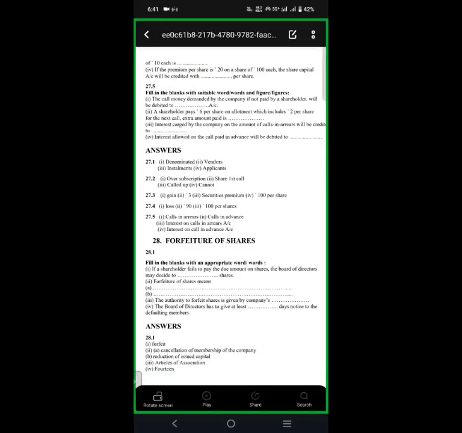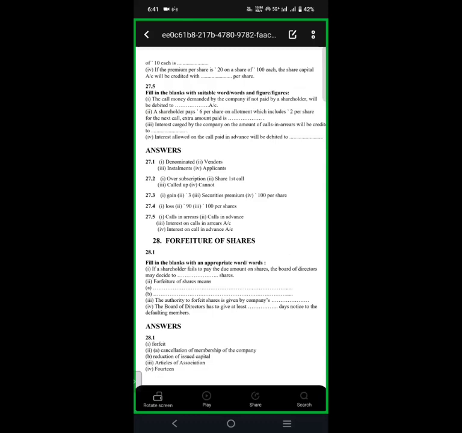The next topic is forfeiture of shares. Fill in the blanks with appropriate word or words. If a shareholder fails to pay the due amount on shares, the board of directors may decide to forfeit shares. Forfeit shares.